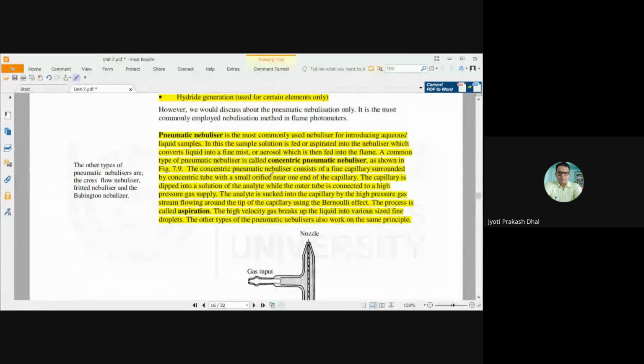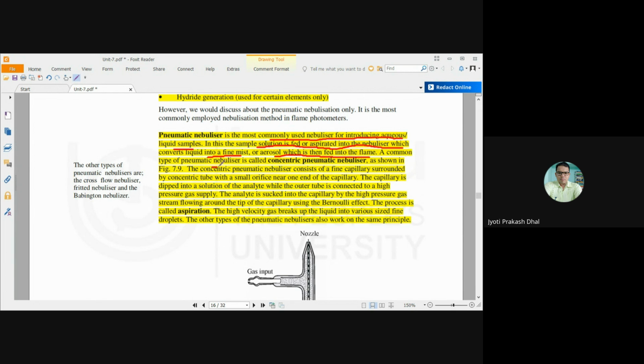Pneumatic nebulization is the most commonly used nebulization for introducing aqueous liquid samples. If the sample is aqueous, that means water is used as the solvent for the particular metal salt, then the nebulization process will be pneumatic nebulization. In this technique, the sample solution is fed or aspirated into the nebulizer, which converts the liquid into a fine mist or aerosol, which is then fed into the flame.